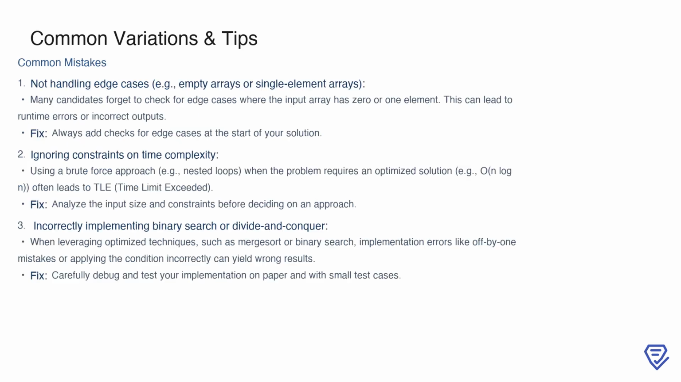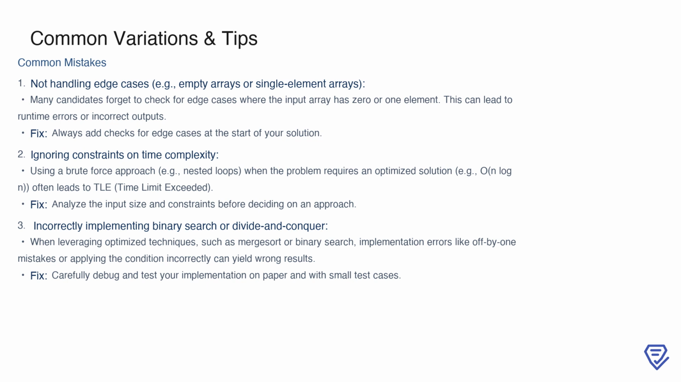approach. In this section, let's discuss some common mistakes candidates make when solving the reverse pairs problem and how to address them. First, not handling edge cases is a frequent oversight. For example, if the input array is empty or contains only one element, the solution might crash or produce incorrect results. To avoid this, always include checks for these edge cases at the beginning of your implementation.